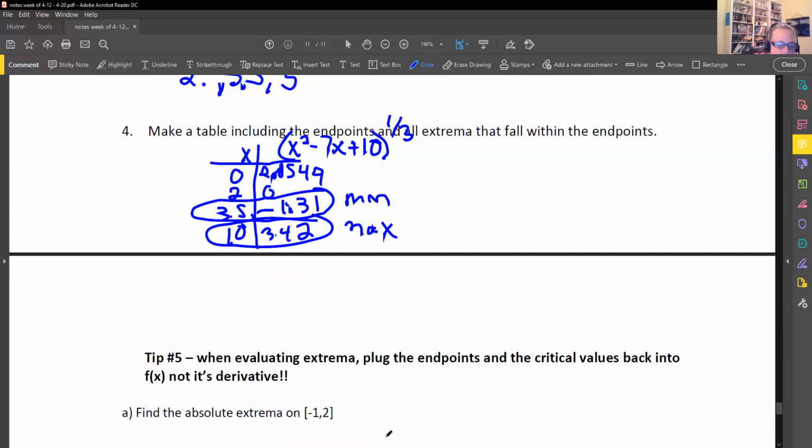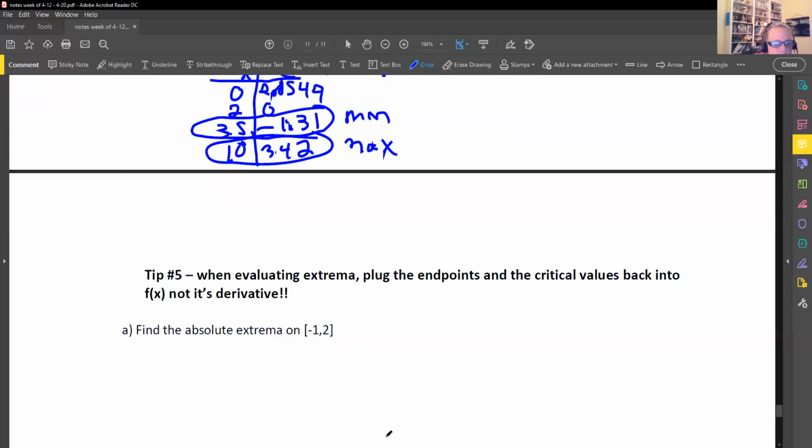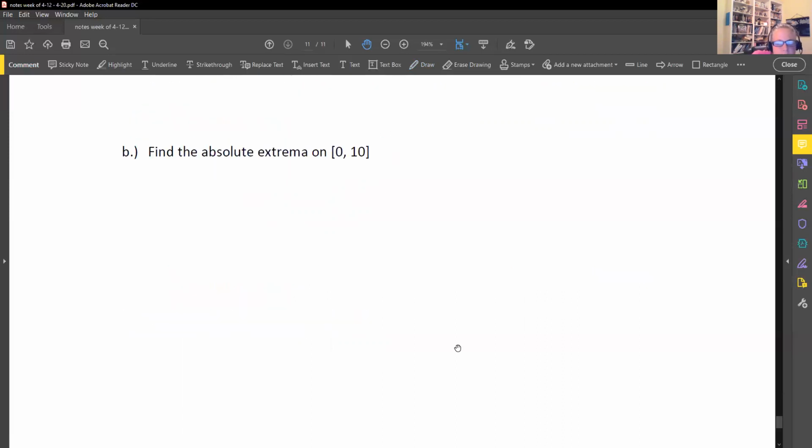Make sure that you do check the endpoints, and plug in the endpoints and the critical values. When you're finding absolute extrema, just plug them back into the original function, not the derivative. That's the mistake. Because you use the derivative for sign tests, but for this you just plug it in. All right, so that's the end of that.